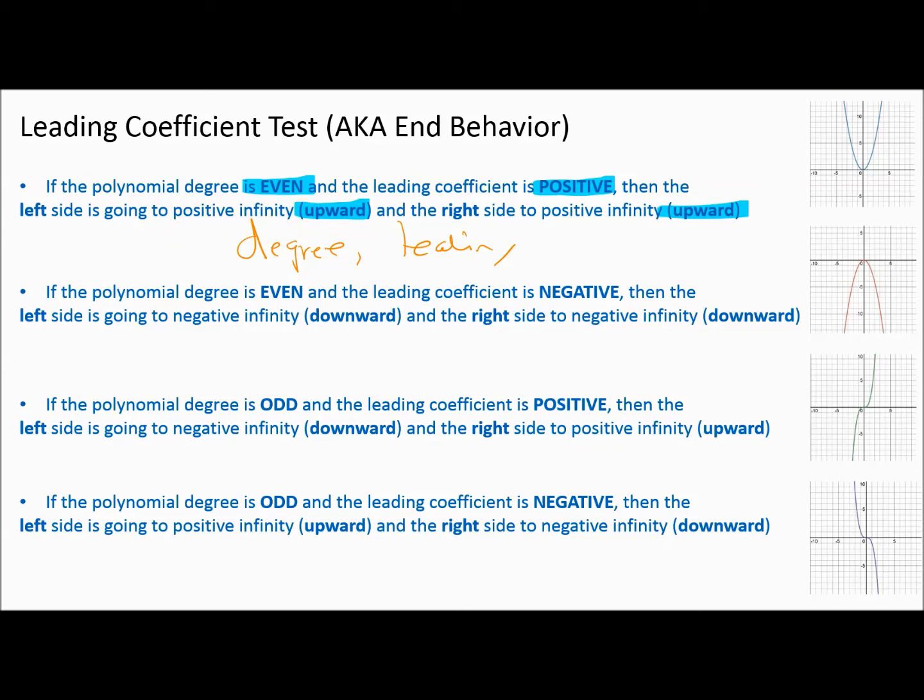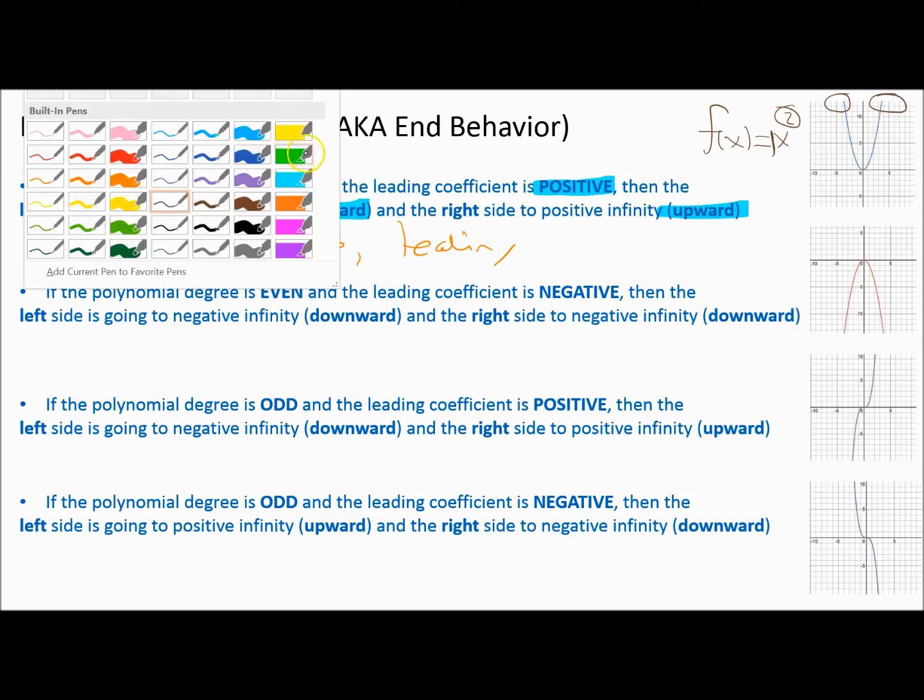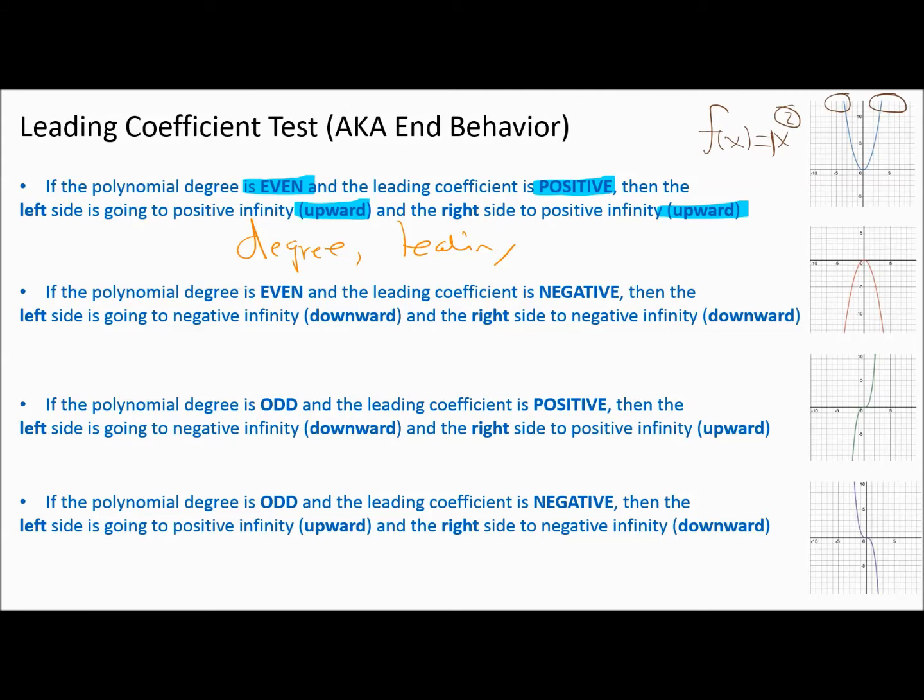And so look at this. Now, y'all know over here to the right, this is just the function f of x is equal to x squared. So that's got an even degree and a positive leading coefficient. And notice the left side is pointing upward and the right side is pointing upward also. Okay, pretty interesting, huh? Now let's take a look at the second part of the test.